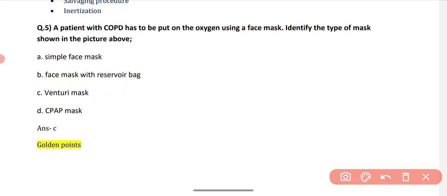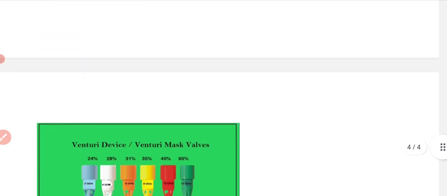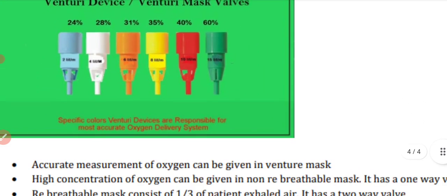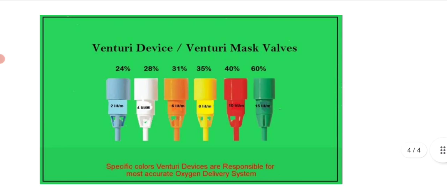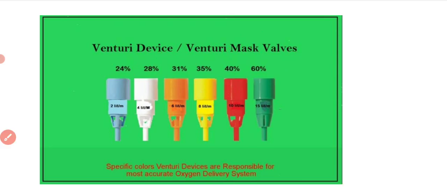Okay, fine. In the exam, some other way also they will ask the question: accurate measurement or accurate percentage of oxygen delivered to the patient by which method, and here the right answer is Venturi mask. Most frequently this type of question is asked in examinations. So let's see the golden points here. This is all about the Venturi mask. These things you are supposed to memorize: 24, 28, 31, 35, red means 40, green means 60. So these things have to be memorized.